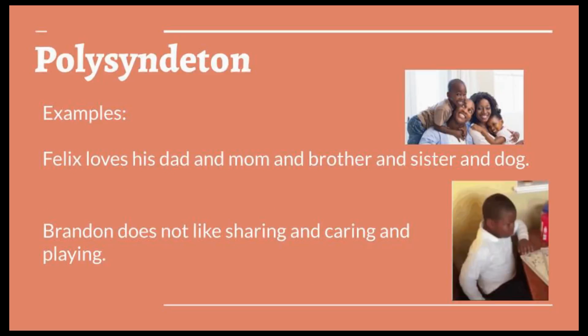For polysyndeton, some examples are, Felix loves his dad and mom and brother and sister and dog. Notice how there's a use of "and" repetitively within the sentence. Another example is, Brandon does not like sharing and caring and playing. There doesn't have to be an abundance of conjunctions, just 2 or 3 would count as polysyndeton.